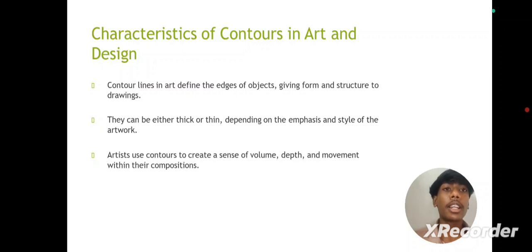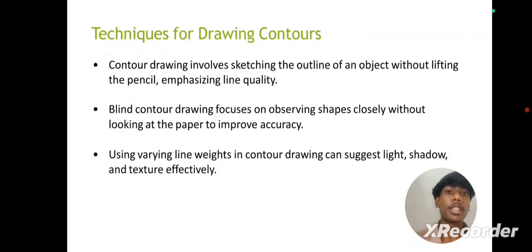Next, characteristics of contour in art and design. Contour lines in art define the edges of objects, giving form and structure to a drawing. They can be either thick or thin depending on emphasis and style of the artwork. Artists use contours to create a sense of volume, depth, and movement within their compositions.